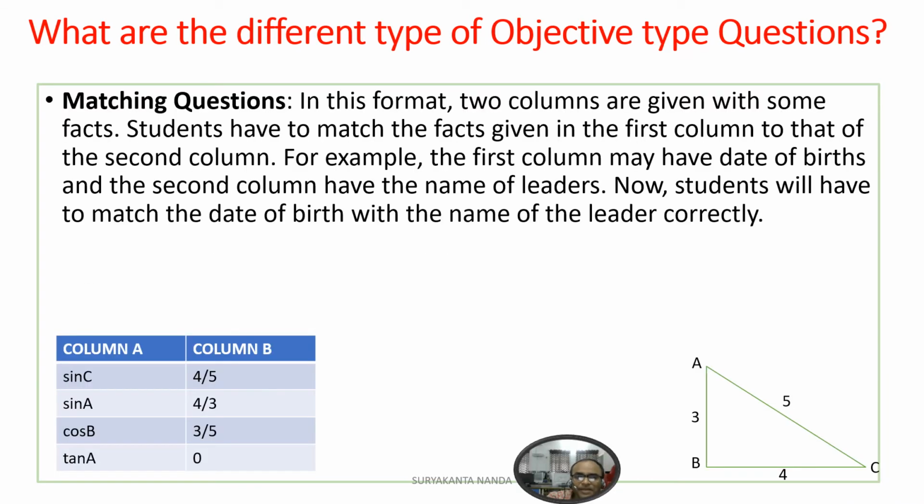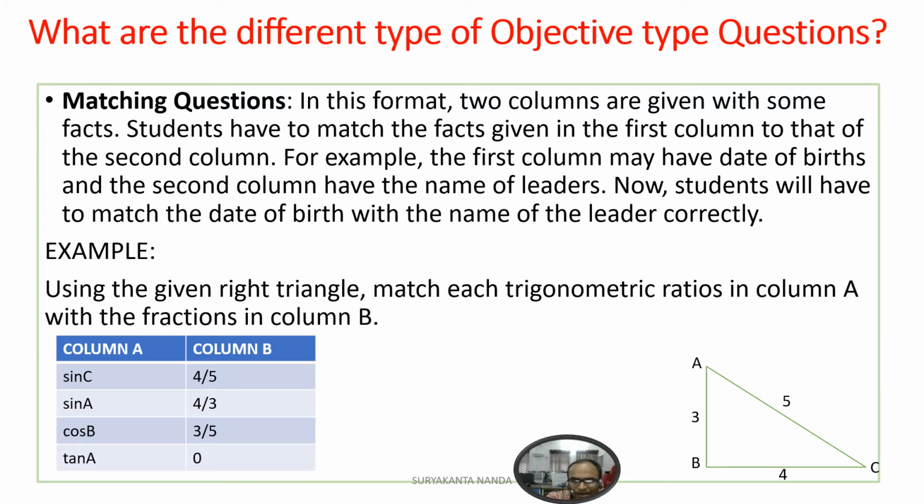The next type of question is matching questions. In this format, 2 columns are given with some facts. Students have to match the facts given in the first column to those of the second column. For example, the first column may have dates of birth and the second column the names of leaders. Now students will have to match the date of birth with the name of the leader correctly. Here I am giving an example in mathematics. Using the given right angle triangle, match each trigonometric ratio in column A with the fractions in column B. One right angle triangle is given having measurements 3, 4, 5 units respectively. Column A is given, column B is given. Students have to match the options from column A to the correct options from column B.